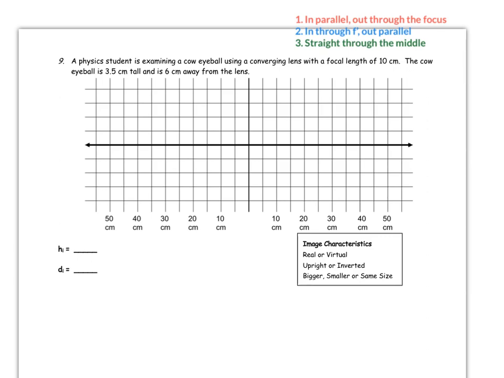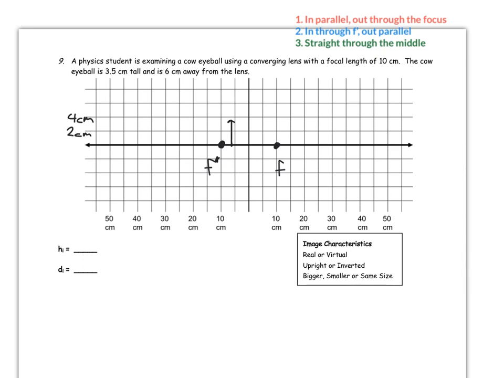So anyway, the cow eyeball is in front of this converging lens with a focal length of 10 centimeters, so there is F. F prime is going to be this point over here. The cow eyeball is 3.5 centimeters tall and 6 centimeters away. So it's going to be located right about here. And I'm going to say each one of these blocks is 2 centimeters. And so the cow eyeball is going to be about to that point right there, short of 4 centimeters, but more than half the way between 2 and 4.